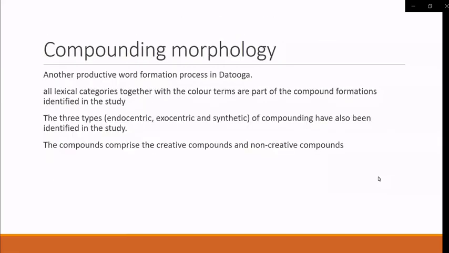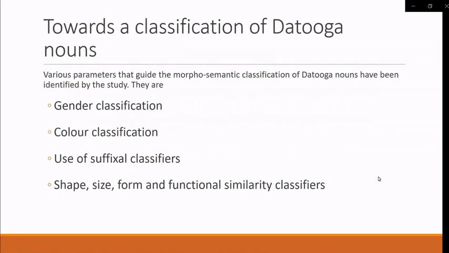Now, from those kinds of morphology identified, we can move towards a classification of Datooga nouns. With this, the study has identified parameters that guide the morpho-semantic classification of nouns. Parameter number 1 is gender classification. Number 2 is color classification. Number 3 is the use of suffixal classifiers. And number 4, which in some scenarios supplements the other three, mostly the gender one, is the shape, size, form, and functional similarity classification.